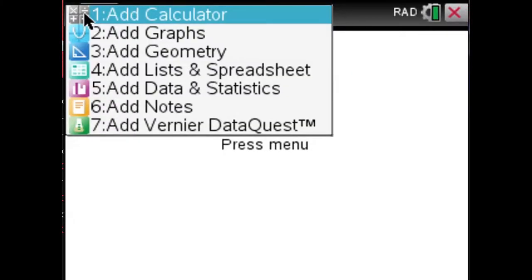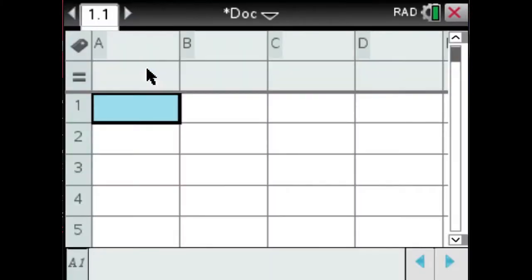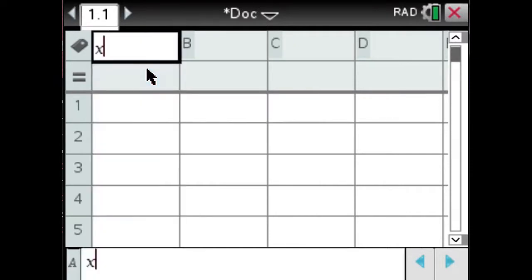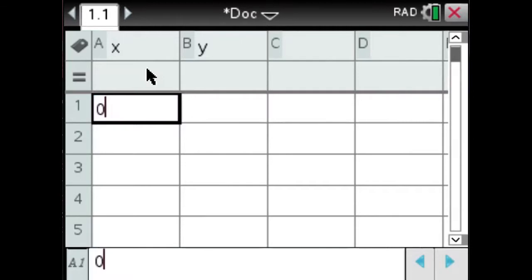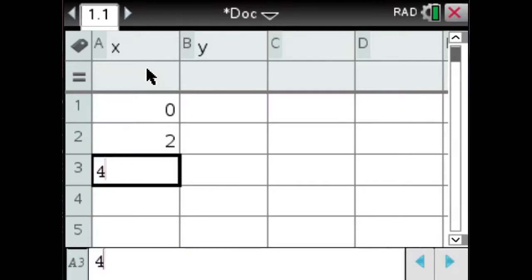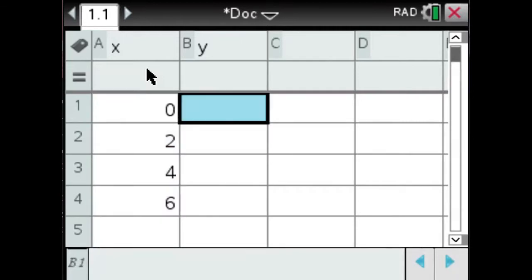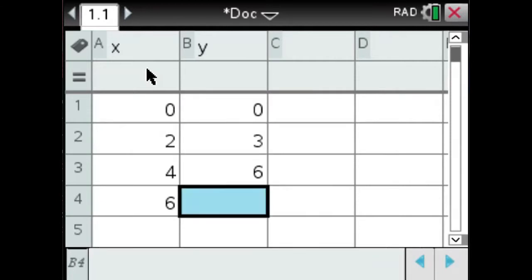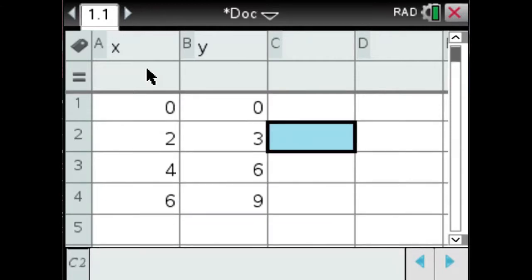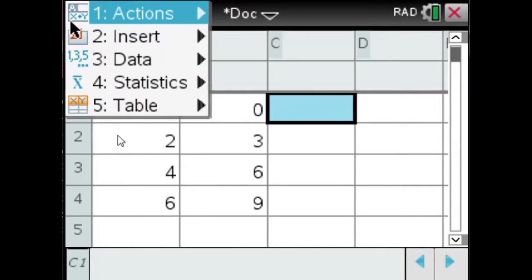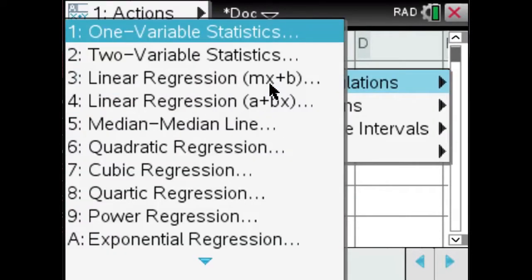When you're trying to find a slope intercept form of an equation, you go to add list and spreadsheets. Next to A you put x, next to B you put y. Don't enter anything on that gray line, then you enter your x values 0, 2, 4, 6. Then you enter your y values 0, 3, 6, 9.